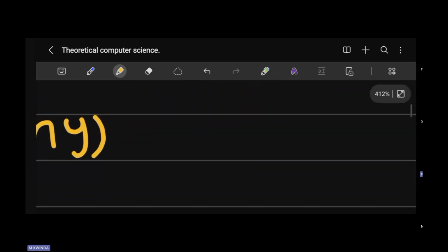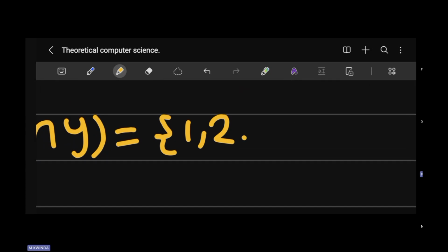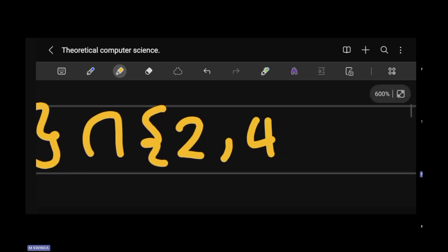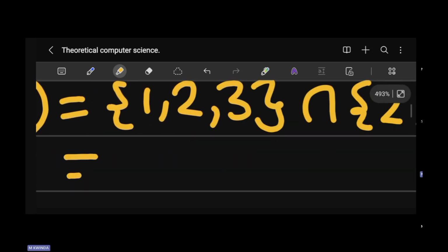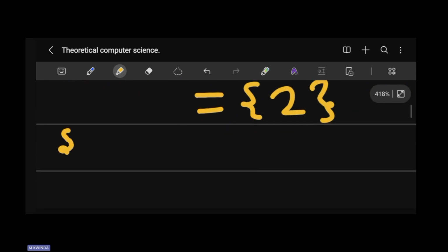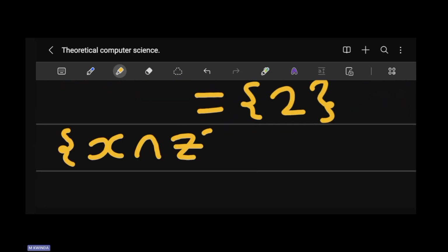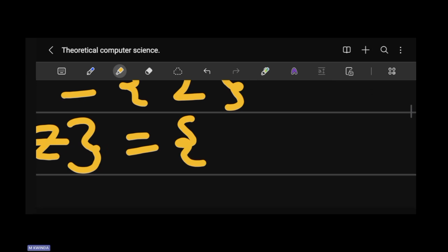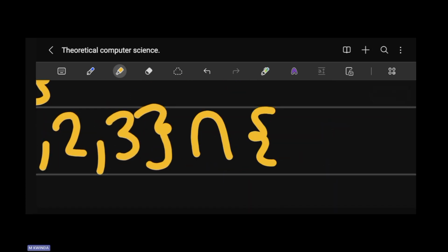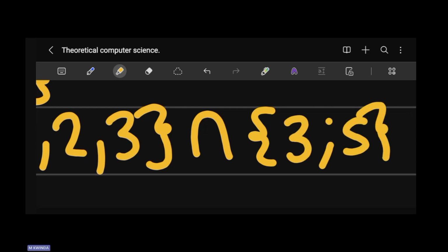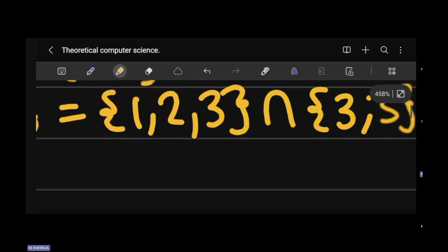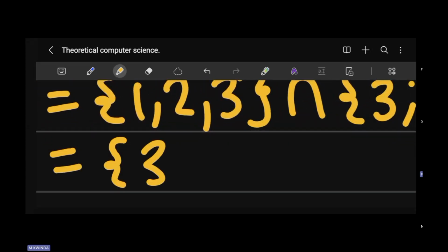So my x and y is basically x was 1, 2, 3, and y was 2 and 4. So if we take everything that's in both, that would be only 2. Right? And then my x and z is basically x was 1, 2, 3, and my z was 3 and 5. Let me double check. Yes, so my z is 3 and 5. If I take everything in both, that would only be the 3.